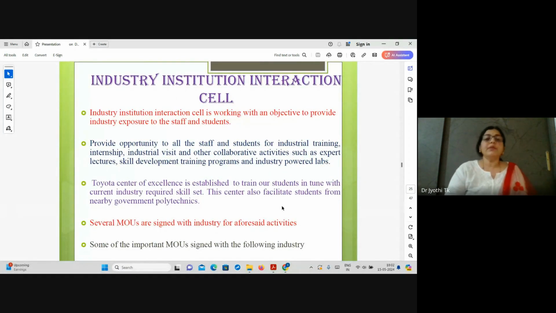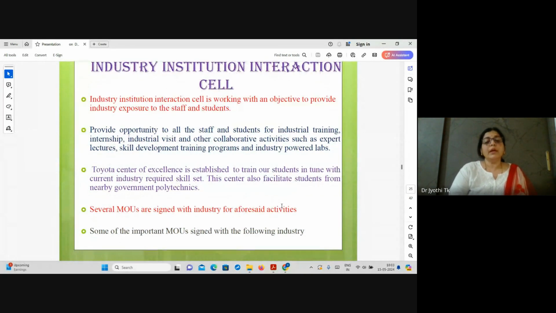Then we do have an industry institution interaction cell at our campus. This industry institute interaction cell is working with the objective to provide industry exposure to staff and students, and to provide opportunity to all the staff and students for industrial training, as we are all aware that it is mandatory even for the staff to undergo industrial training, and this type of industry institute interaction cell helps the students as well as the faculty. We have a collaboration with Toyota Center of Excellence to train our students in tune with the current industry required skill set. This center also facilitates students from nearby government polytechnics. Several MOUs are signed with the industry for said activities.